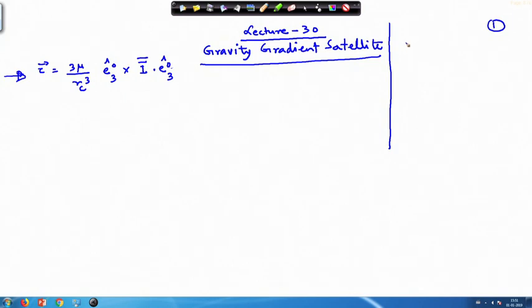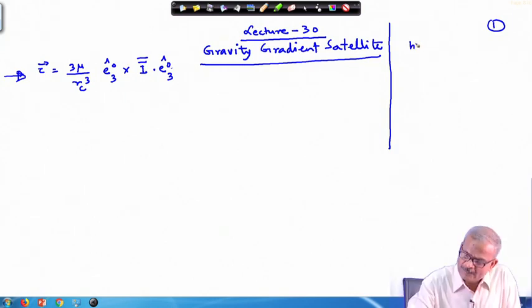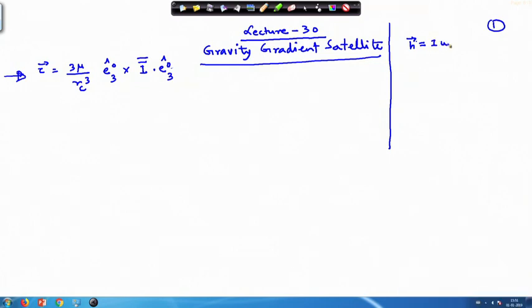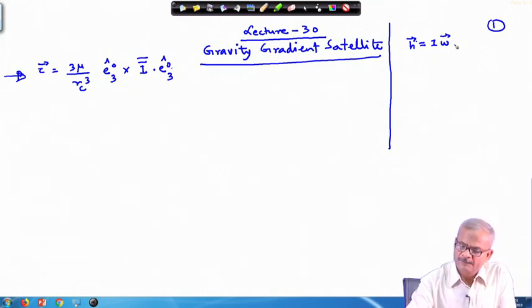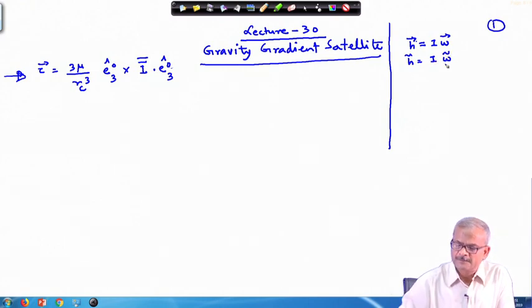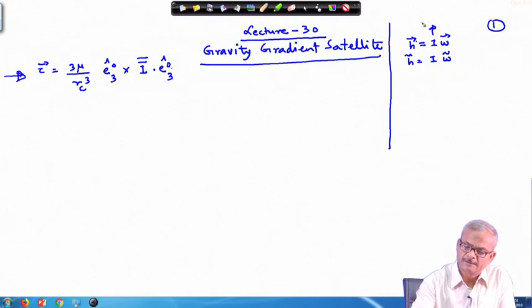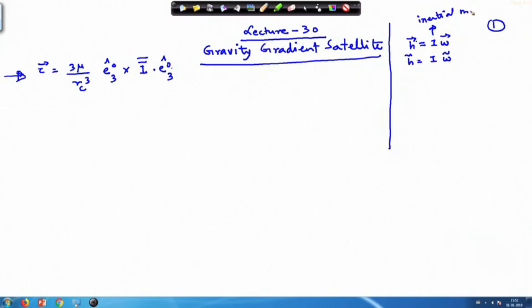So, let us write this H, which is the angular momentum vector. This we have written as I times omega in the vector notation, and the same thing in the matrix notation we have written as I times omega tilde, where I is the inertia matrix.